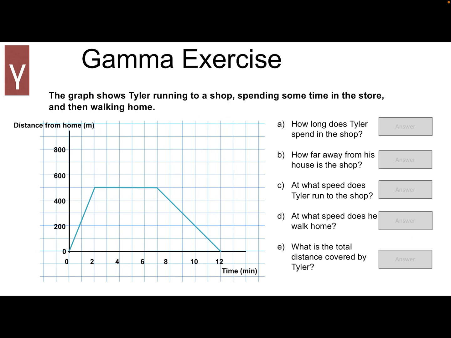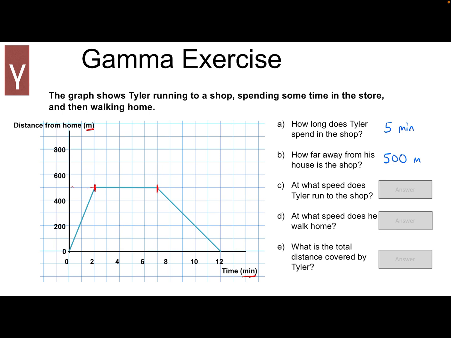Okay, the graph shows Tyler running to a shop, spending some time in the store, and then walking home. Bear in mind we've got meters and minutes here, so we've got some pretty nasty units to deal with. How long does Tyler spend in the shop? Well, that should be pretty easy. This is where she's in the shop. That's between 2 and 7 minutes, so I'd say that's got to be 5 minutes, isn't it? How far away from his house is the shop? That's pretty easy again. Just read off, it's got to be 500 meters.